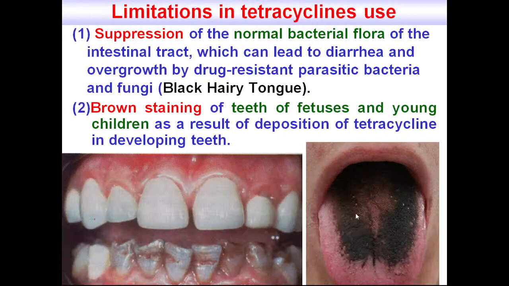But still, even this very nice, very good and very effective drug has some limitations and may produce some side effects. For example, because they are broad spectrum, they may cause suppression of normal flora bacteria in the intestinal tract during the treatment, which can lead to diarrhea and overgrowth by drug-resistant parasitic bacteria or fungi. As a result, this is so-called black hairy tongue, which is overgrowth of fungi. They may also cause brown staining of the teeth of fetuses and young children as a result of deposition of tetracycline in developing teeth. That's why it is not recommended for children younger than 12 years old.